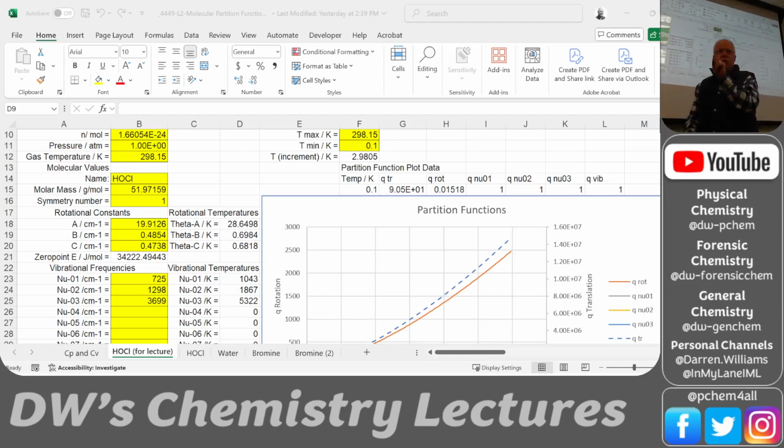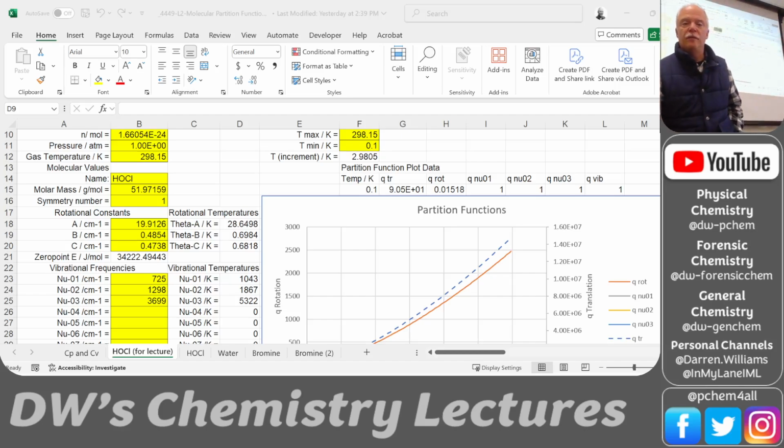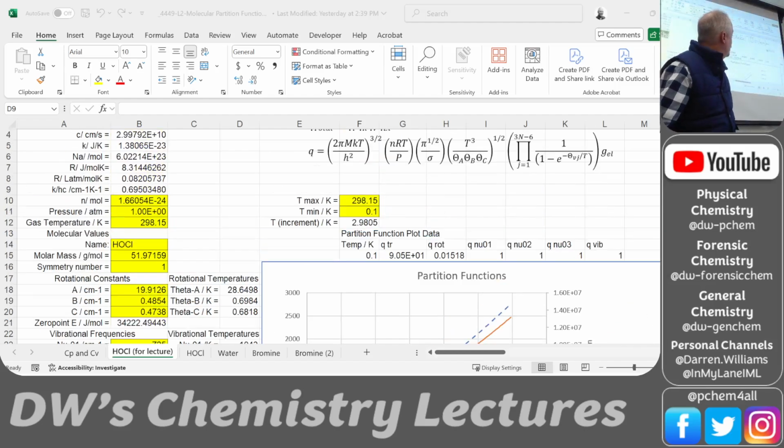Okay, why do I care? Well, Gaussian gives you one number. I have the whole thing now as a function of temperature, so we can see the behavior. That's what I was after. And I wanted to also see if I could get those equations to work, which I did. It was fun.